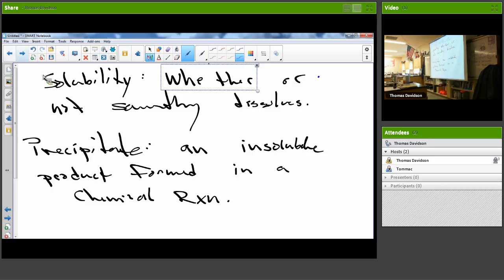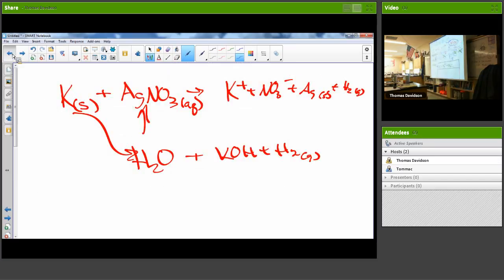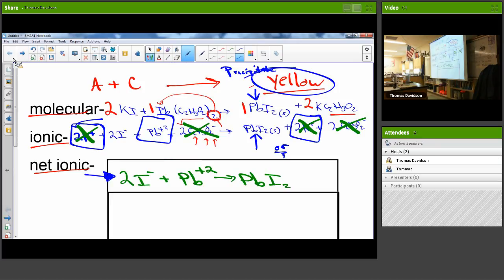In fact, let's think real quick. I'll come back, don't worry. In this example, 3 of these compounds had high solubility and 1 had no solubility. Which one had no solubility?